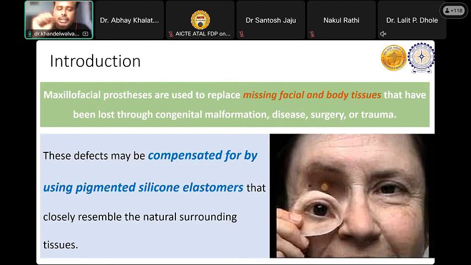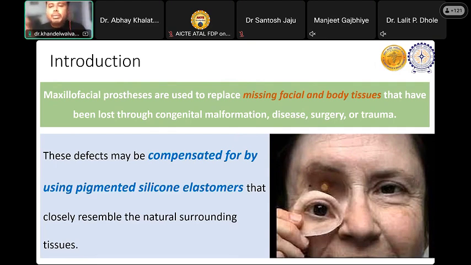These defects are compensated with pigmented silicone material. This silicone material is not very stable. It deteriorates with time and temperature. Also, because of moisture, there are changes in the dimensions of the material, which requires replacement of the prosthesis. Every time, the patient has to go through the same pain, with longer treatment and higher expenses, and the output is still not very good.